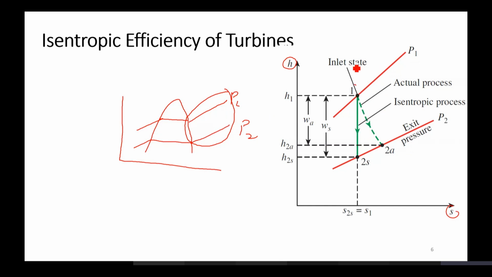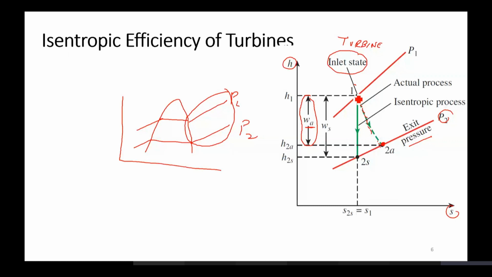If your system moves, this is the inlet state. Let's say we are talking about a turbine. This is the inlet state. Fluid is coming in at high pressure and high temperature. As the actual process takes place, this dotted process, your system moves to the second pressure, P2, which is the exit pressure. Now, as you move from 1 to 2, there is some work that has been generated. This is the actual work out of the turbine.